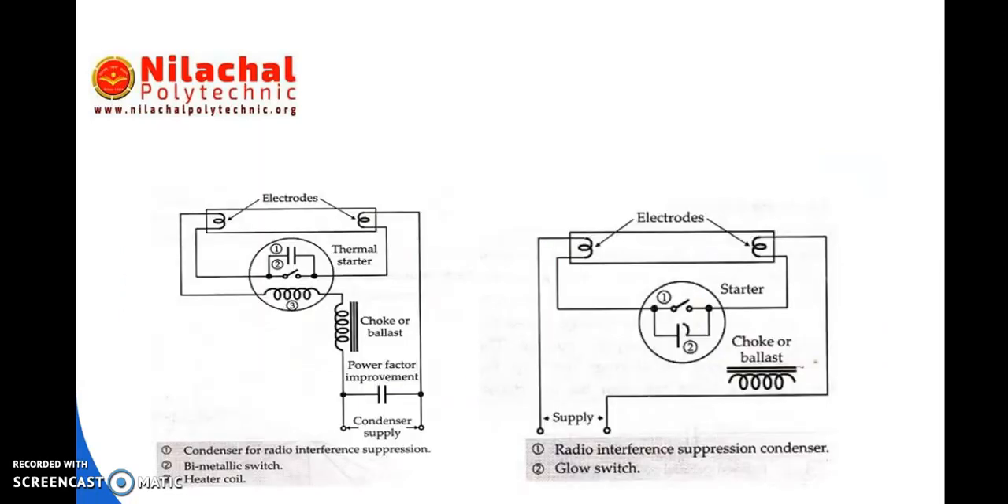Okay, so you can see the diagram of a condenser for radio interference suppression, a bimetallic switch, and a heater coil. So you can identify this diagram. Here you can see the electrode, this is a starter, this is the choke or ballast, and this is the radio interference suppression condenser and glow type switch. Here 1 is the radio interference suppression condenser and 2 is the glow switch. In the starter, 1 is the condenser for radio interference suppression, 2 is your bimetallic switch, and 3 is a heater coil. This is the general difference.